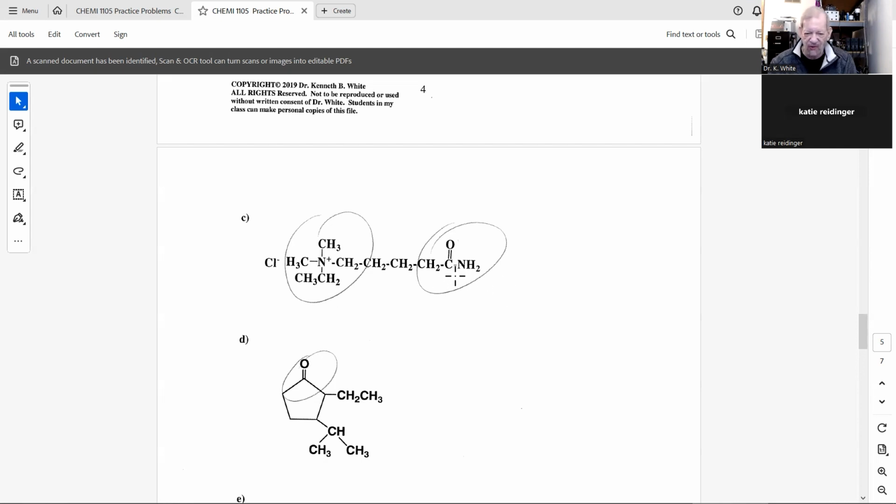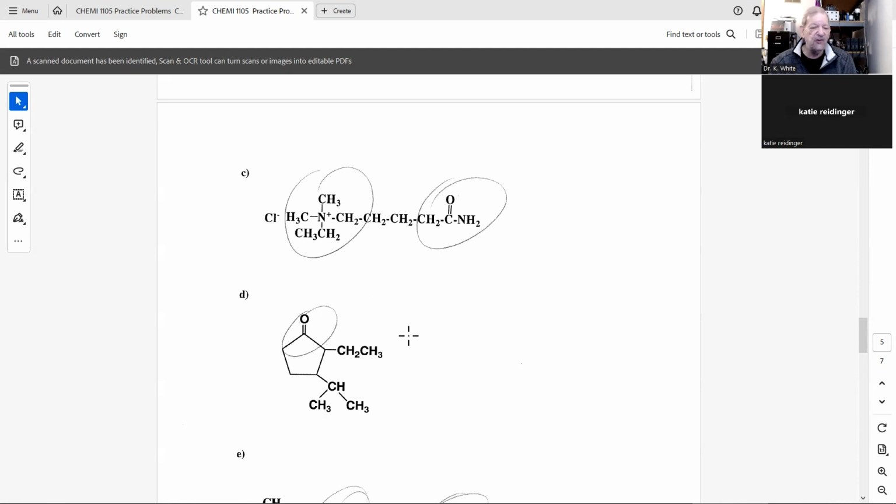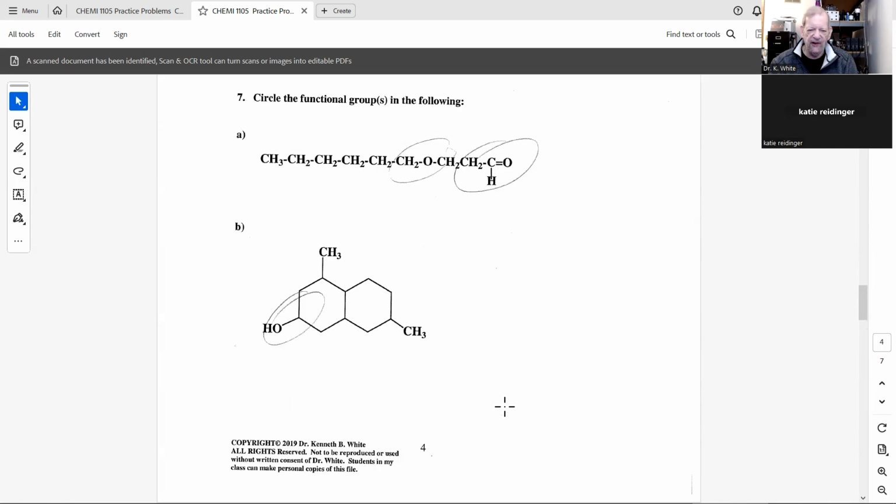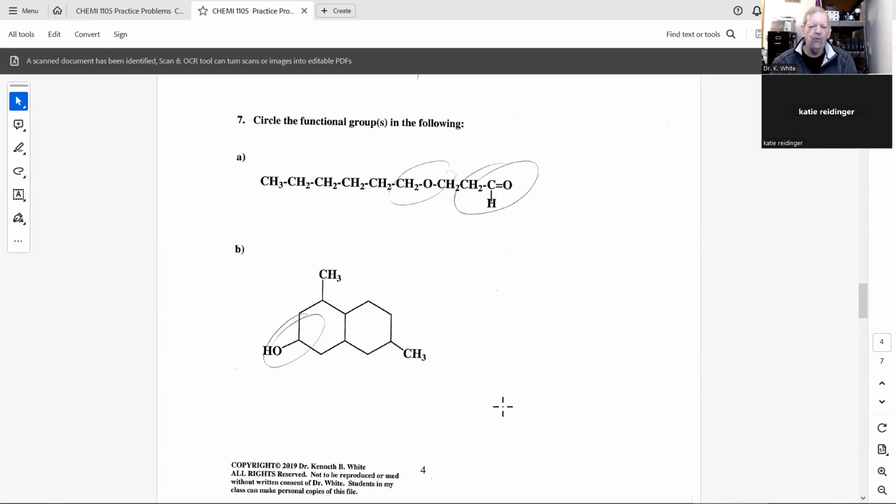Oh, here's another one, an amide. So you should be able to look for these and find them. Again, look for what's different, what's not carbon, what's not a hydrogen atom, what's not a carbon-carbon single bond, should get your attention like this. Did I get your attention? All right, let's continue on with our review.